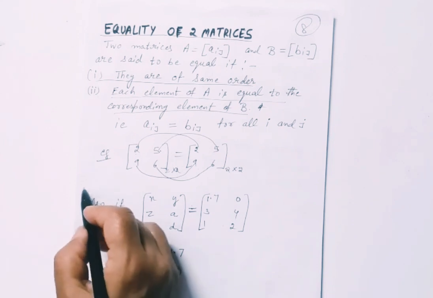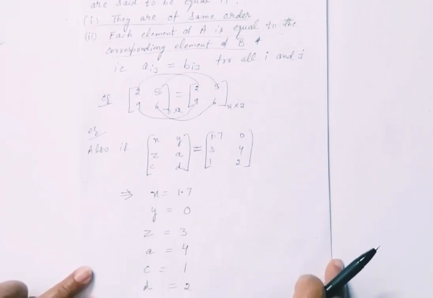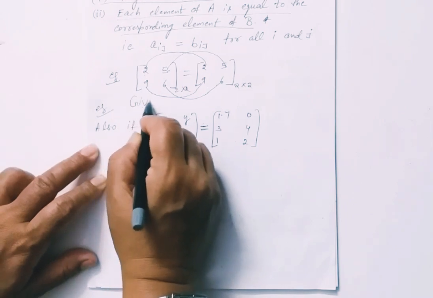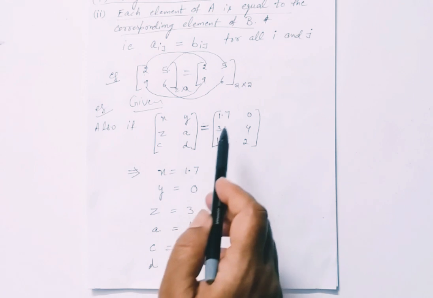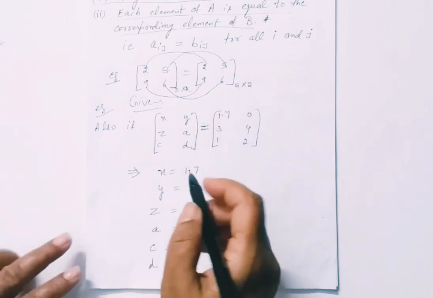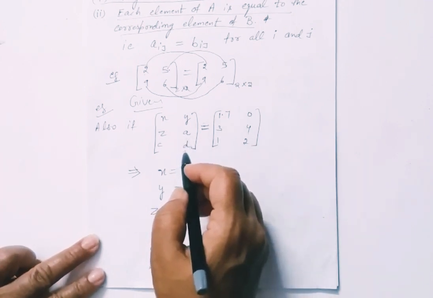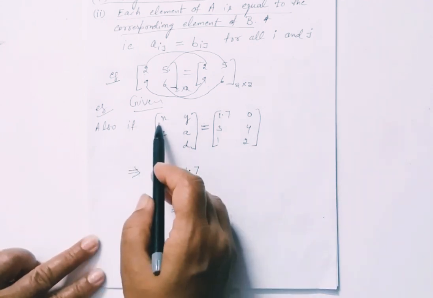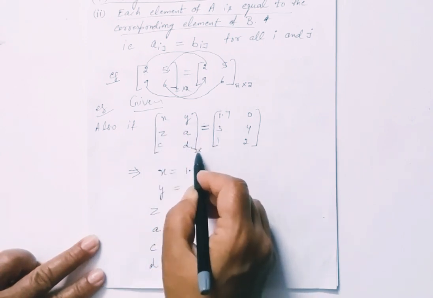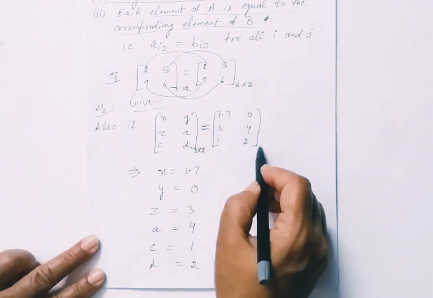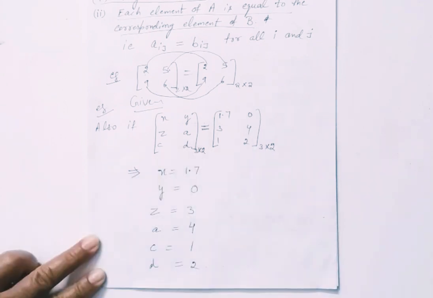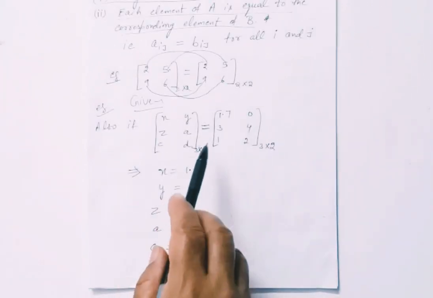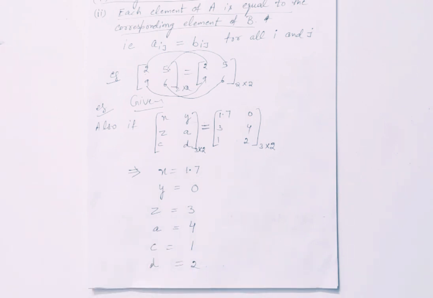Now consider this example. This is a question in which they have given you that the two matrices are equal. The two matrices X, Y, Z, A, C, D and this one are equal. You can see that their structures are the same. What do we mean by structure? Look at the order of the first matrix. Let us recall how we write the order: we count the number of rows, 1, 2, 3, so rows are 3, and columns 1, 2. So its order is 3 by 2, and the order of the other matrix is also 3 by 2. I am not saying they are equal, it is given in the question that they are equal. Keeping this in mind, you have to find the values of X, Y, Z, A, C and D.